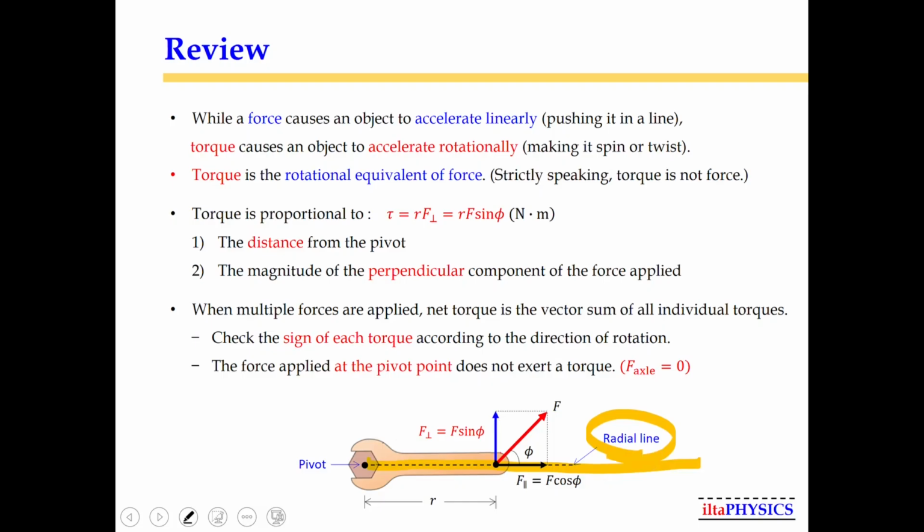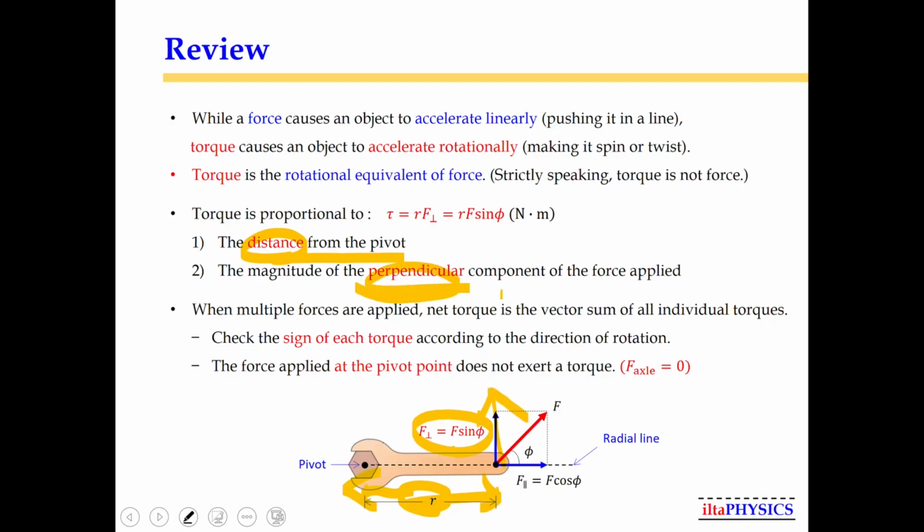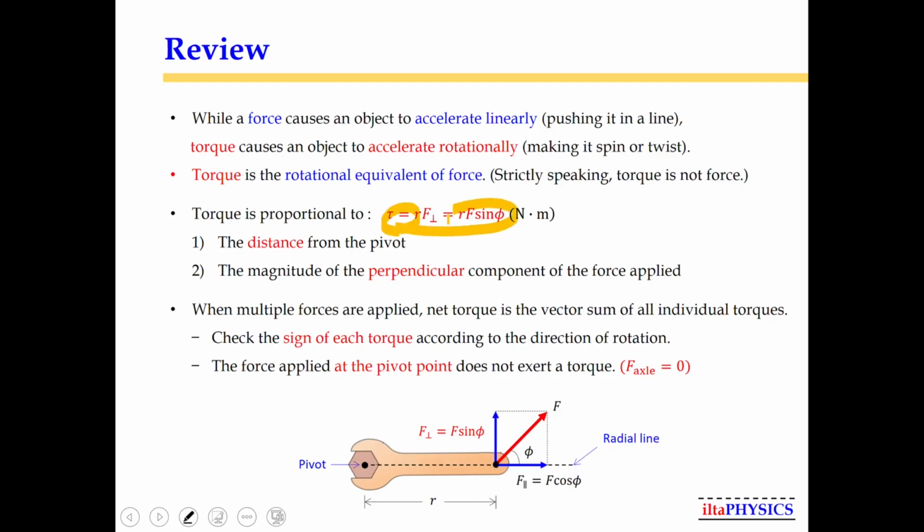The torque that makes an object rotate is proportional to 2 physical factors. First, the distance between the pivot and the point where the force is applied. Second, the component of that force that is perpendicular to the radial line. Based on our everyday experience, any force acting parallel to the radial line doesn't contribute to the rotation at all. We can express torque with this formula. Please take a close look at the units for torque again.